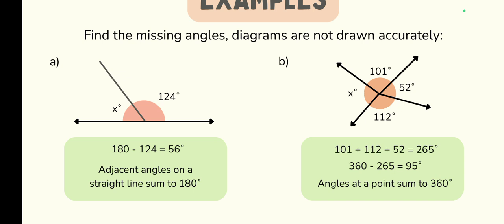So moving on, 101 plus 112 plus 52 is equal to 265. So the three angles sum to 265. Now as I showed you earlier, x plus 265 will be equal to 360, and since we will subtract 265 by bringing it to the right hand side, x will be equal to 95. 360 minus 265 is 95. I have skipped one point because the video will get longer, but I have shown it for one example, so you need to remember that.